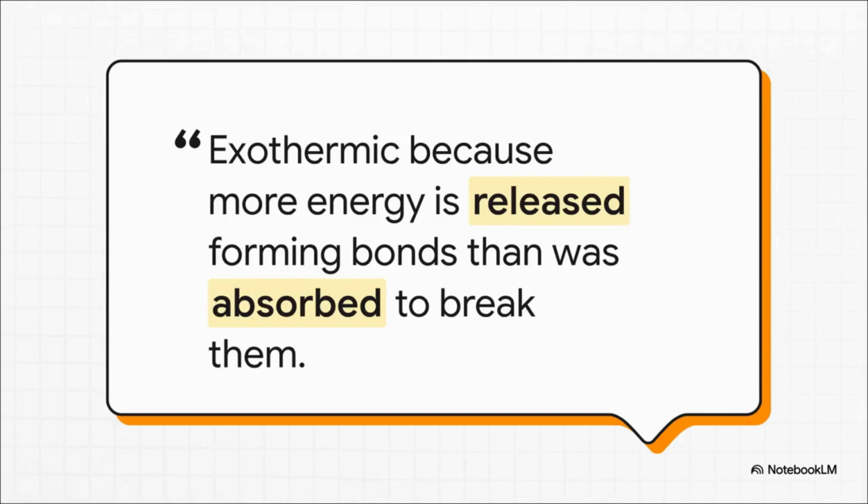And this is just a perfect illustration of what that negative number really means. The reaction is exothermic. It gives off heat. Why? Because the energy payoff we got from forming those super strong O-H bonds was bigger than what it cost us to break the original bonds. The final result is a net release of energy.